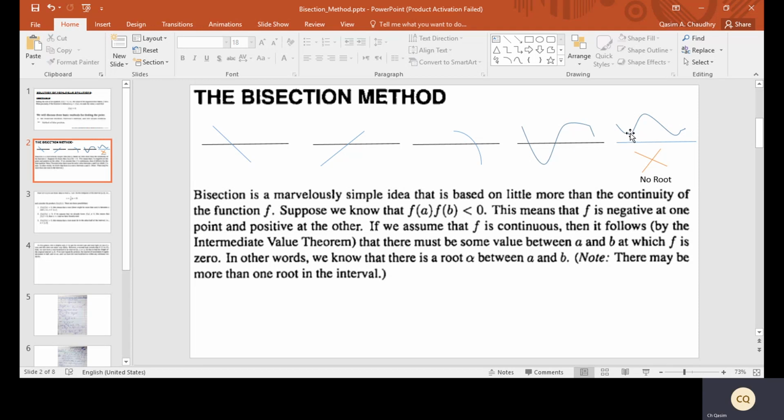For example, here in this case, in the last function, you can see this is plus, plus function, and this is again plus, but there is no root. So the function is not going to touch the x-axis. So students, here you can say that there is no root at all. So students, now I hope you understand this idea of how you can say whether this is your root or not. So the main idea, let me repeat it.